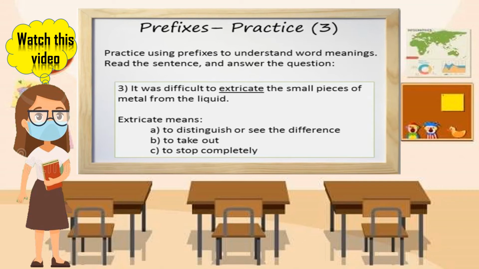Number 3. It was difficult to extricate the small pieces of metal from the liquid. Extricate means A. To distinguish or see the difference, B. To take out, or C. To stop completely. What's the correct answer? B. To take out, because the prefix ex means out.